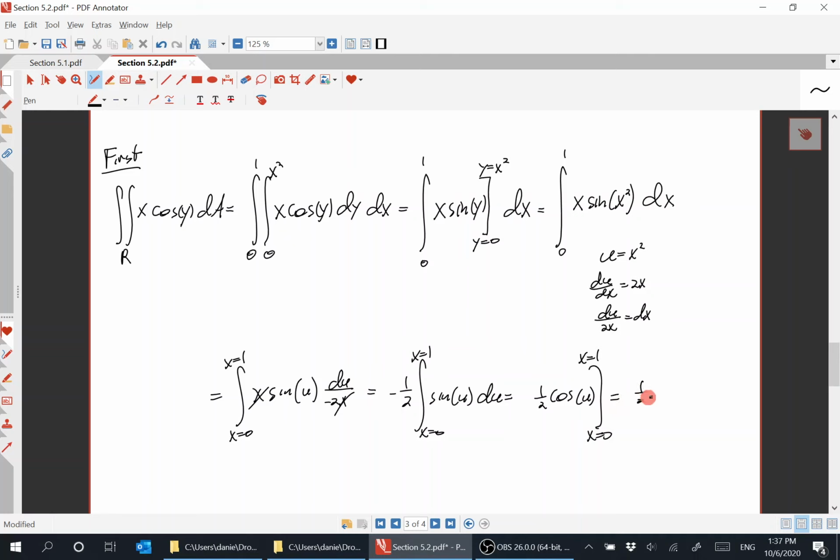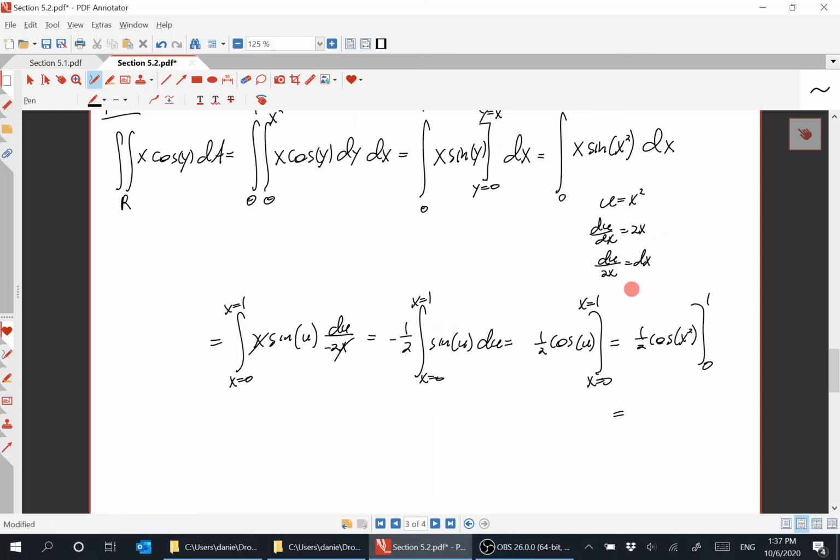So this is 1/2 cosine x squared from x equals 0 to 1. So we get 1/2 cosine of 1 minus 1/2 cosine of 0. Cosine of 0 is 1. So this is 1/2 cosine of 1 minus 1/2. Wait a minute.